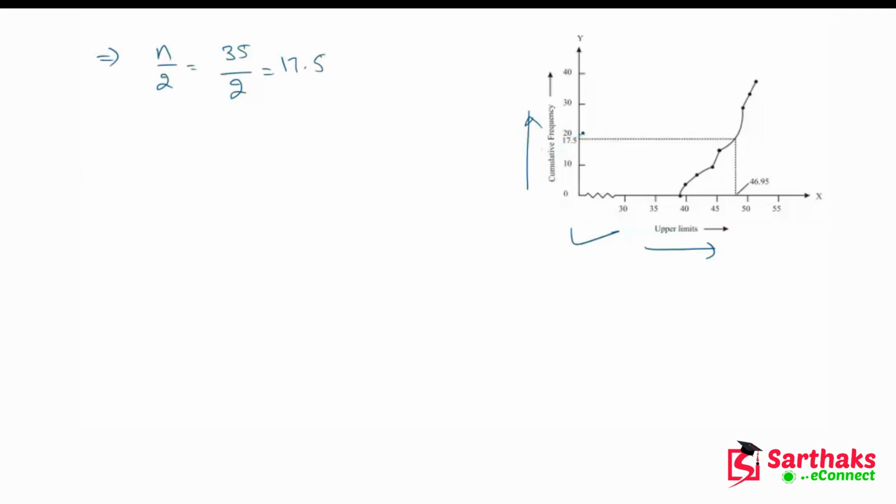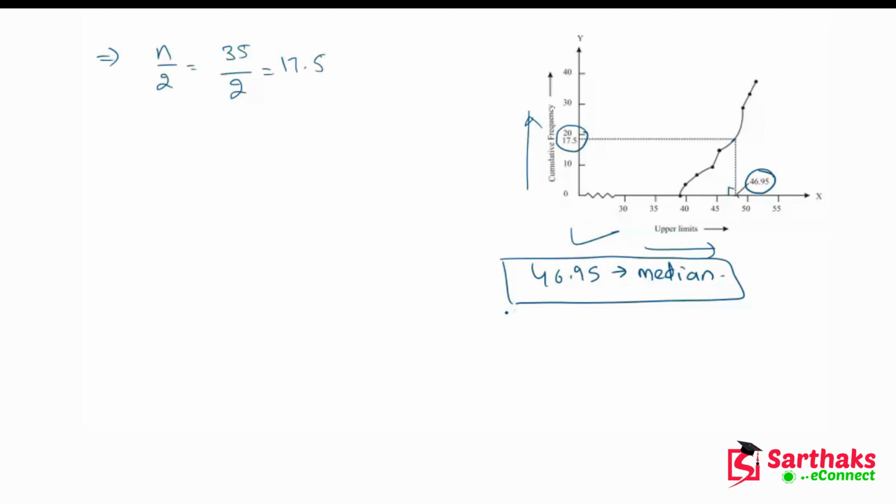Now on the y-axis there is 17.5, and if we draw a line parallel to the x-axis, we get a point on the curve, and from this point we have to draw a perpendicular line to the x-axis. So this is the median. 46.95 is the median. I hope, my dear friends, you understand these things.